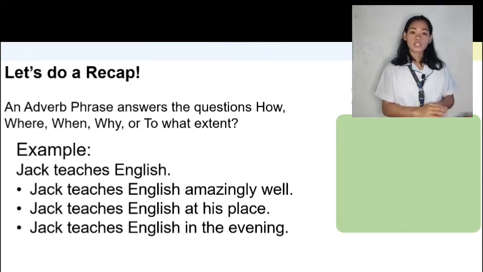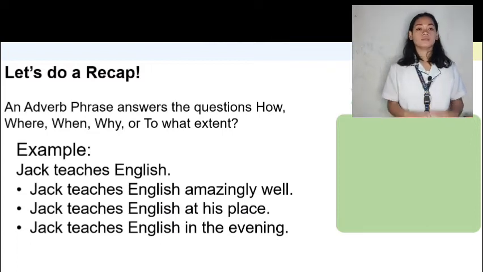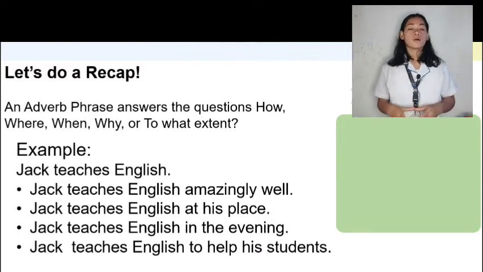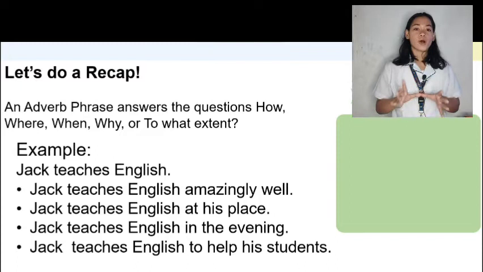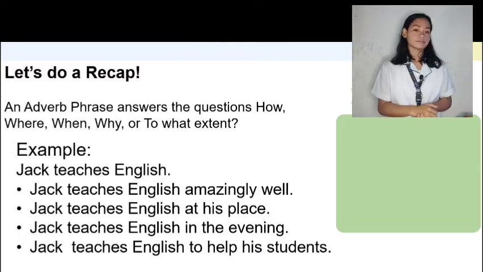And if I wanted to talk about the reason why Jack teaches English, let's take a look at the example. Jack teaches English to help his students. So the adverbial phrase here is to help his students because it gives us information or the reason why Jack teaches English. Jack teaches English to help his students.